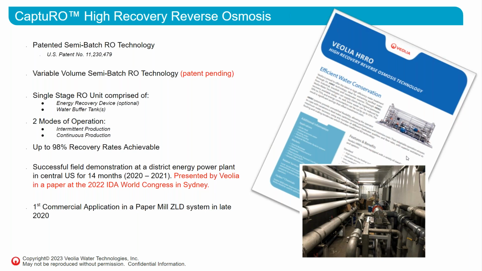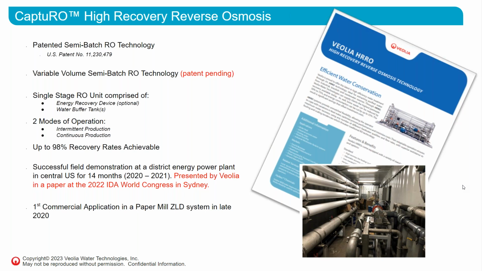So Capsuro is a single stage RO unit, and it consists of an energy recovery device and water buffer tank, and it can operate in either an intermittent production mode, which we typically use, or continuous production mode, as I'll explain in a little more detail later in this webinar. Up to 98% recovery rates are achievable, but we need to look at the specific water chemistry, the source water characteristics, and other process conditions for your given application to validate the achievable recovery rates.